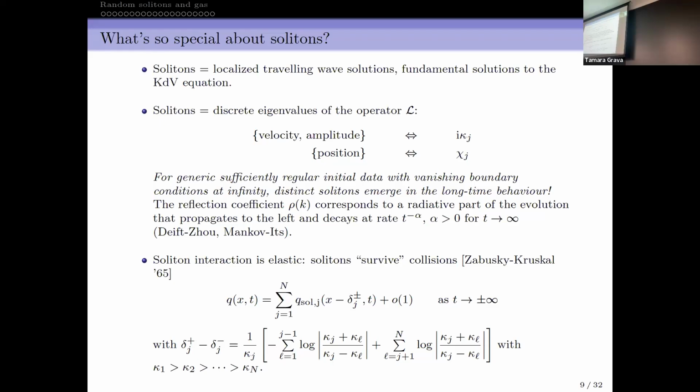And the difference between plus and minus infinity in this soliton, so this is a soliton of amplitude kappa j, is the phase shift. Every time a soliton meets another soliton which is bigger, it is pushed forward, otherwise it's pushed backward. And this gives the amount by which you have to push forward or backward.